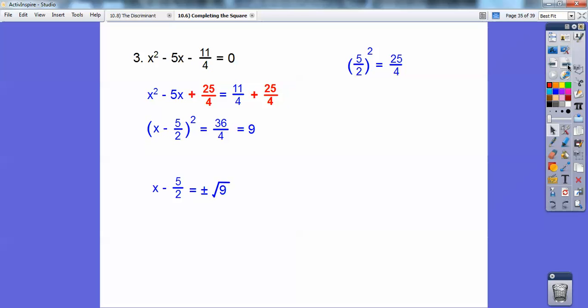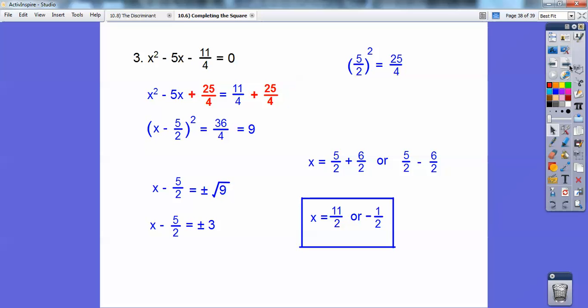So now I'm going to square root both sides. So x minus 5 halves is plus or minus the square root of 9, which is 3. Now since I'm going to add 5 halves to both sides, I'm going to change 3 to 6 halves. 6 over 2 equals 3. So it's going to be plus 5 halves. So it's going to be 5 halves plus 6 halves, 5 halves minus 6 halves. There's my plus or minus 3. Here's my plus 3. Here's my minus 3. But I got common denominator. So 5 plus 6 is 11 halves. 5 minus 6 is negative 1 half. All right?